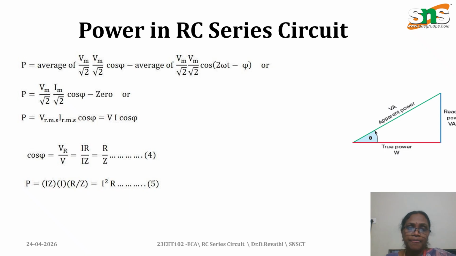After that, we calculate the power: P is equal to Vrms Irms cos phi, that is VI cos phi. Here cos phi is equal to VR by V, that is IR by IZ, where I cancels, giving R by Z. So cos phi is R by Z. Again, we get one more formula: P is equal to I squared R, which is the power dissipation.